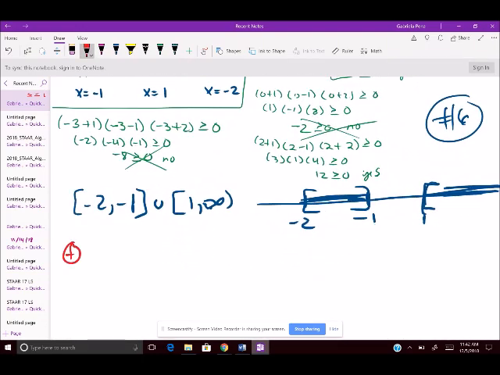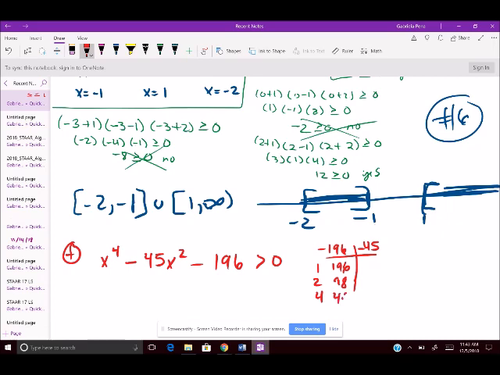F looks a tad different only because it's x to the 4th. Now, we have factored problems with x to the 4th, but I don't know if you guys remember. x to the 4th minus 45x squared minus 196 is greater than 0. So for this problem, you also have to find numbers that multiply to 196 and add up to -45. I'm going to give you a few of them: 1 times 196, 2 times 98, and 4 times 49.